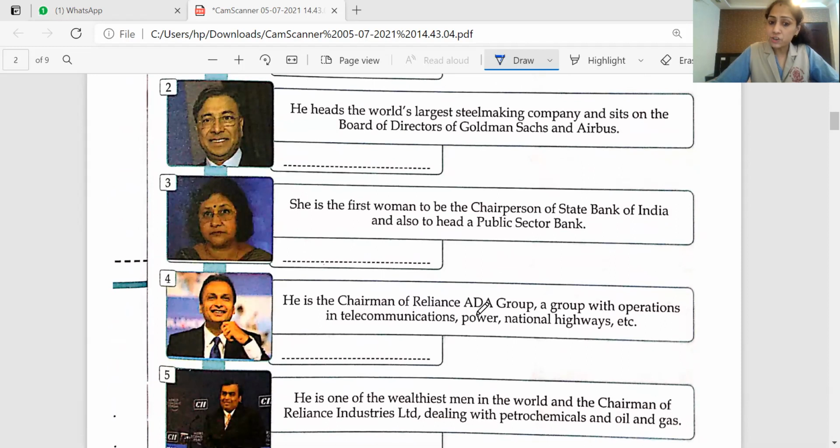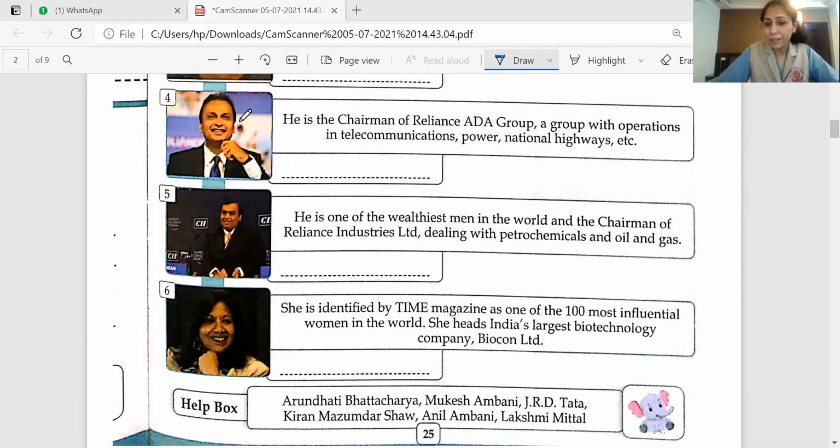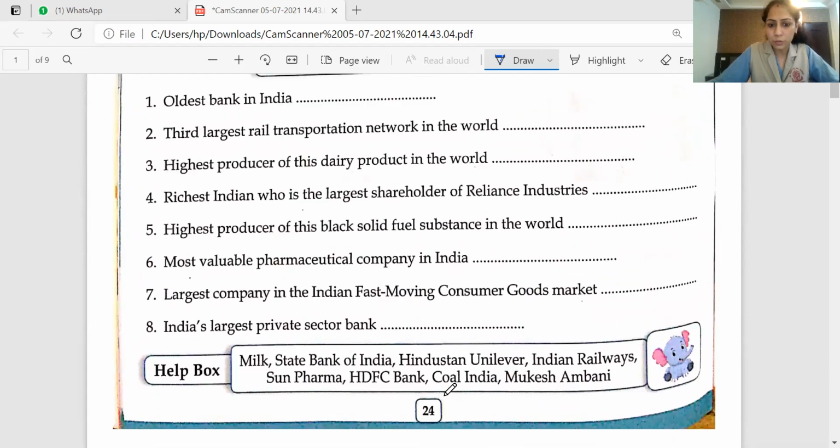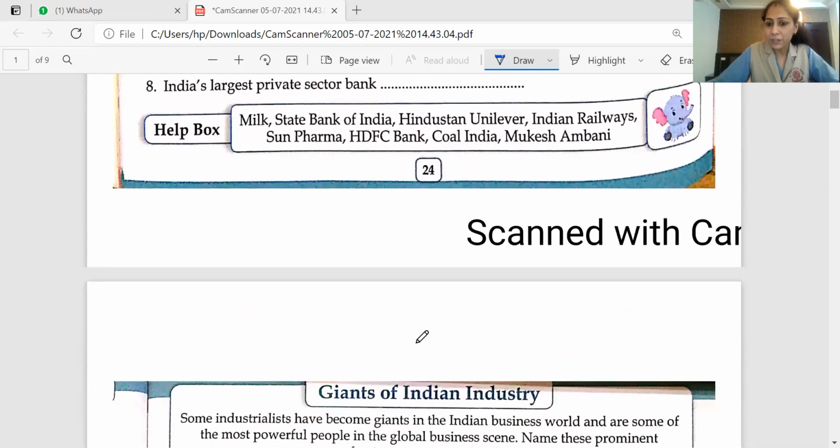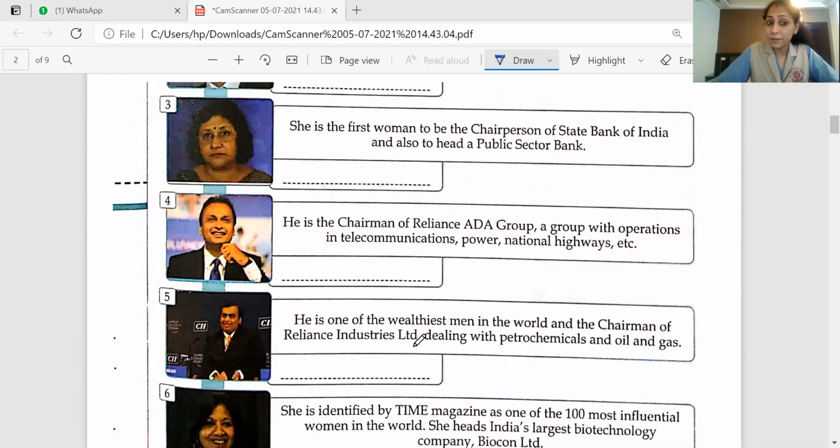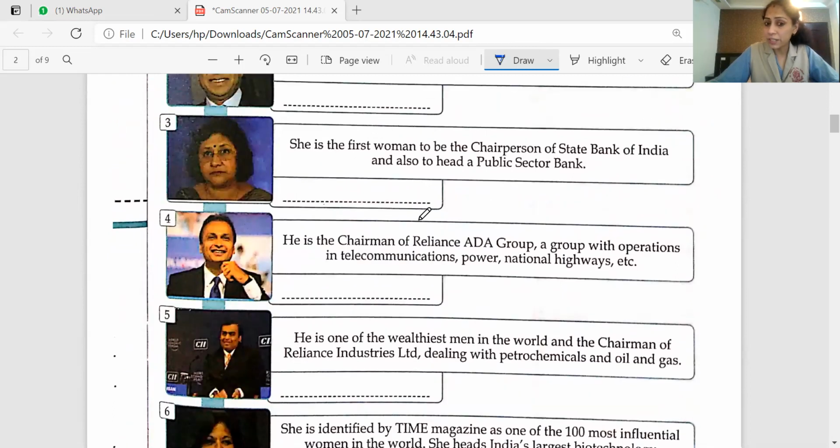Coming on to the fourth: he's the chairman of Reliance ADA Group, a group with operations in telecommunications, power, national highways, etc. He is not Mukesh Ambani, he is Anil Ambani, his younger brother. I just told you on the last page that these are two brothers. When we talked about Mukesh Ambani, I told you that they are two brothers and they got split. So he's the younger one. He deals with all these businesses, with operations in telecommunications, power, national highways, etc.